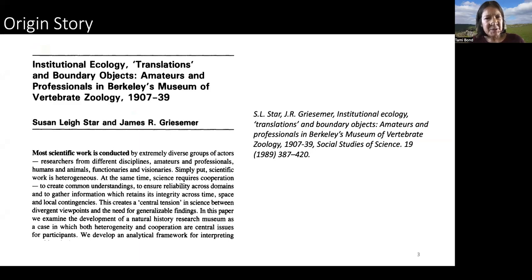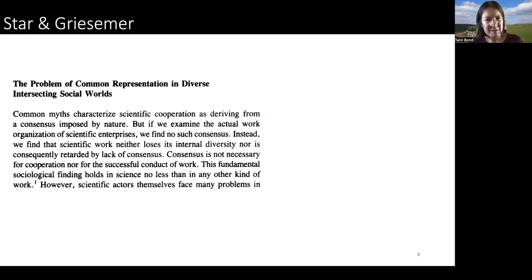So boundary objects were first introduced in this paper in 1989 by Starr and Griesemer. And this is the one that you'll see a lot of people cite when they talk about boundary objects. They introduced it to talk about how scientists and what they call amateurs interacted in a museum. And so they pointed out that there's a tension in science between different viewpoints and heterogeneity in those viewpoints. But they also pointed out that science requires cooperation to create common understanding.